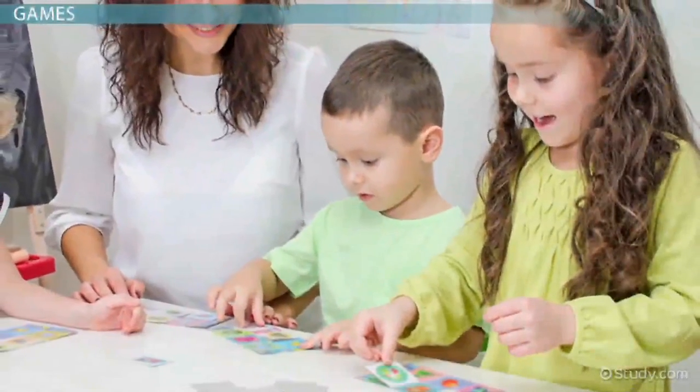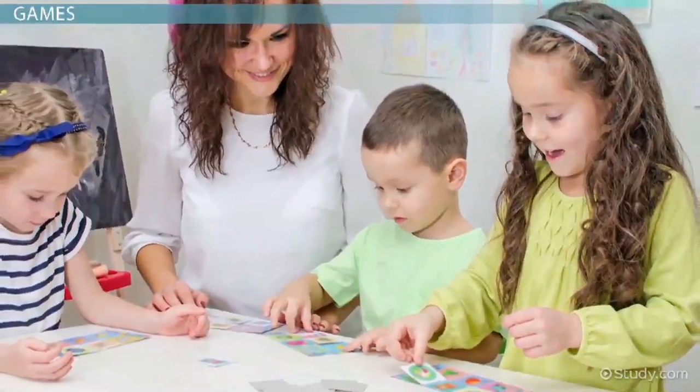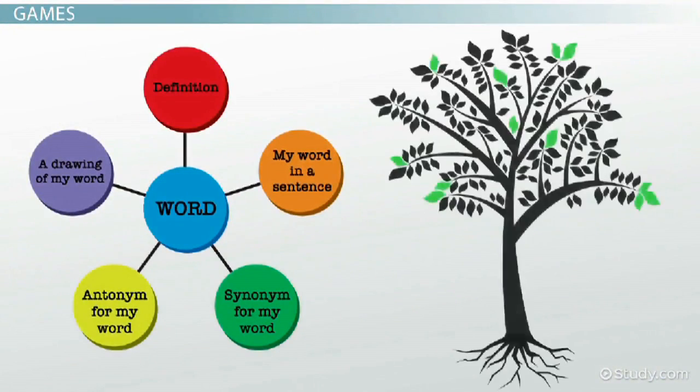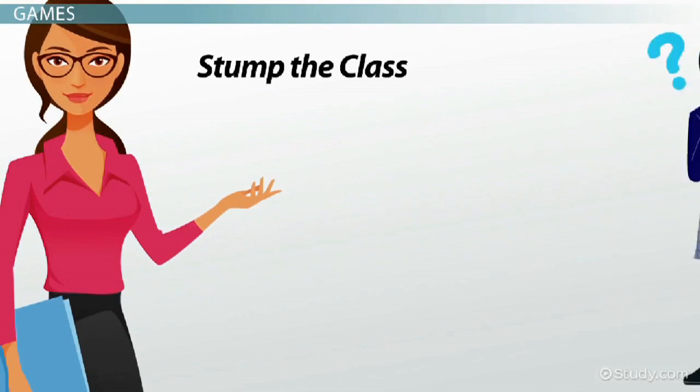Students love playing games, and the competition can be just what you need to teach vocabulary. Once you go over the basics of using context clues and word parts, there are many different games you can use in the classroom. The first game you can try is called Stump the Class.